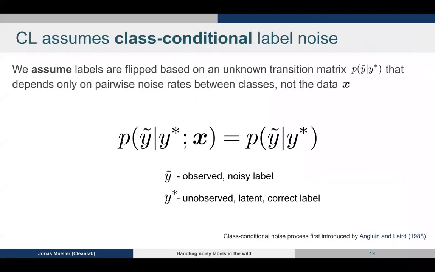I think I've covered this pretty well now, but you get the key idea: we are making an assumption on the noise process that it is class conditional only and not feature conditional as well.